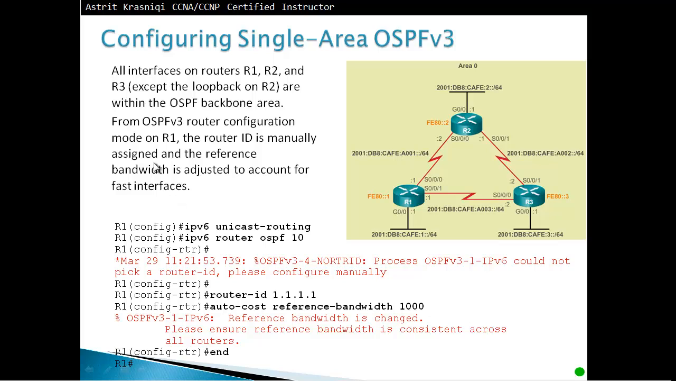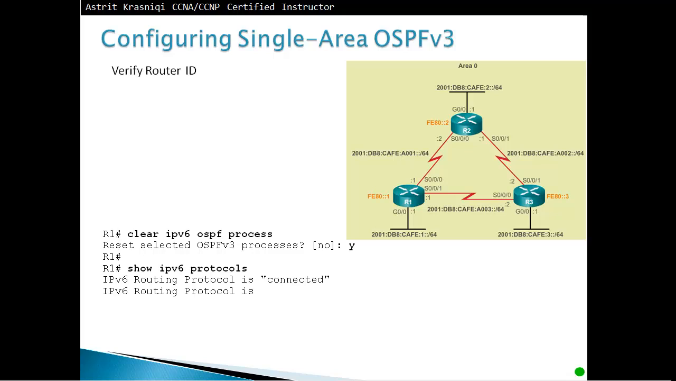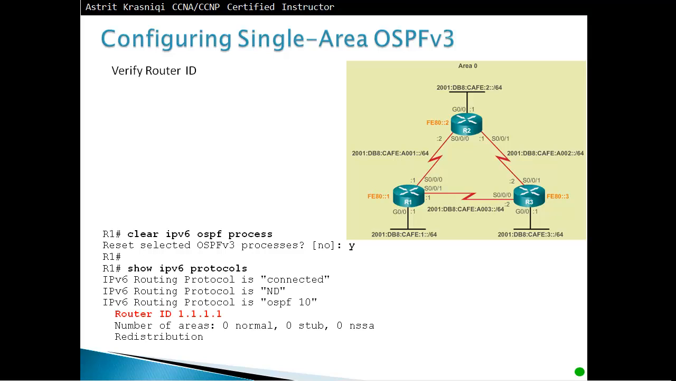You can see that in OSPF version 3 it says config-rtr, while version 2 was saying config-router. Verifying the router ID: clear IPv6 OSPF process. Now we are resetting everything. Again, it's asking if you are sure. Say yes. Then we should do show IPv6 protocol, and we should see that we have the new router ID.